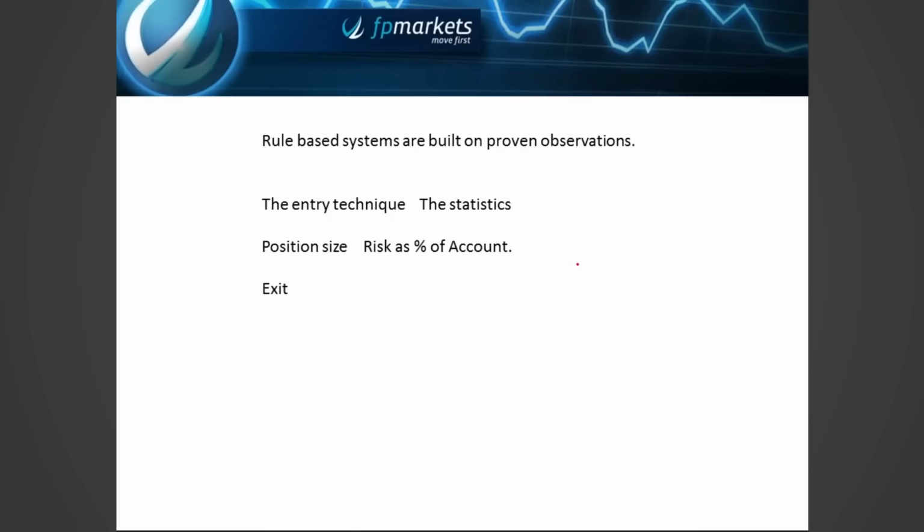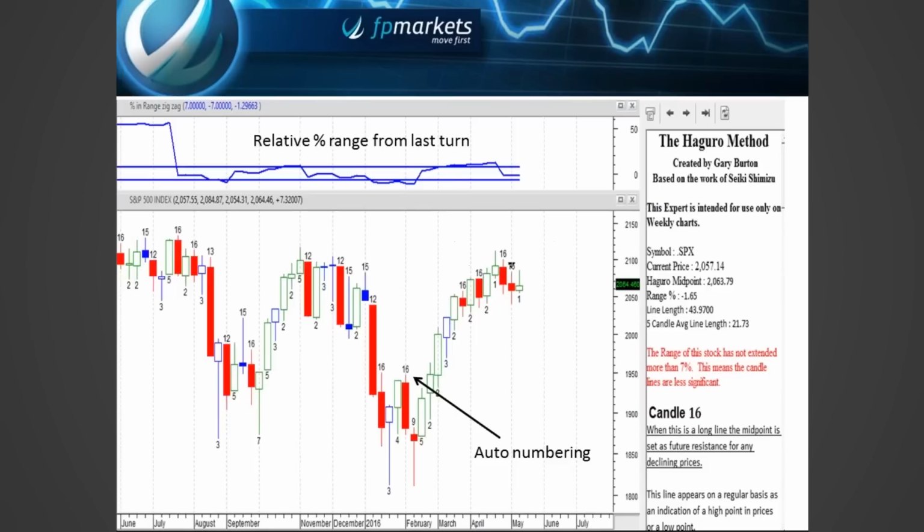So rule-based systems are built around proven observations. The entry techniques require statistics and position size and, of course, the percentage of risk of the account that we've discussed. So this is what really separates retail traders from professional traders. And it's sometimes the most overlooked area of trading approach. People get a bit of software, open up an account and put some money in and really take a swing at the market, without any real disciplined approach to their outcome, to say that, well, this is a structured reason and the proof is in my statistics about why this position was opened.